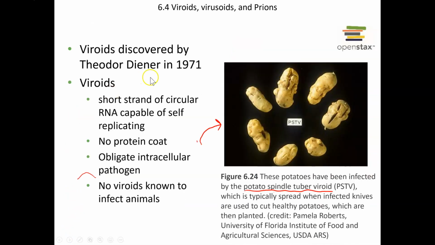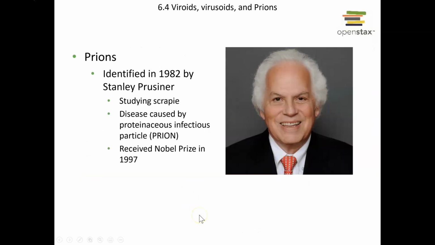Plants also have to worry about viroids. Viroids are short strands of circular RNA that are able to replicate on their own. These were discovered by Theodore Diener in 1971. These are obligate intracellular pathogens that only infect plants. And over here you can see potato spindle tuber viroid, and the little tubers that these potatoes have because of the disease.